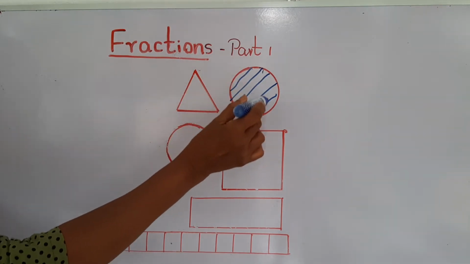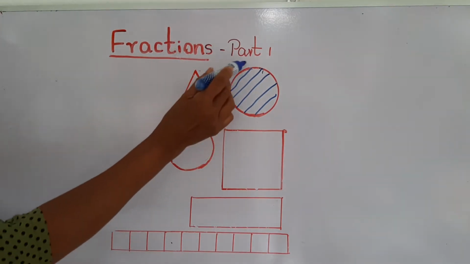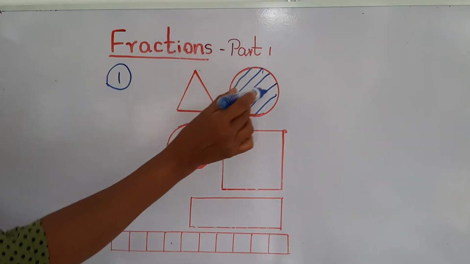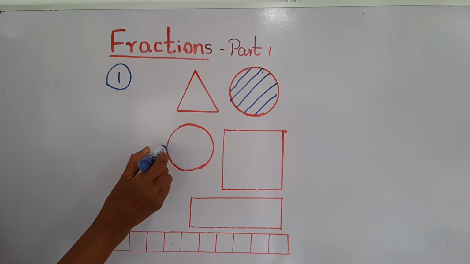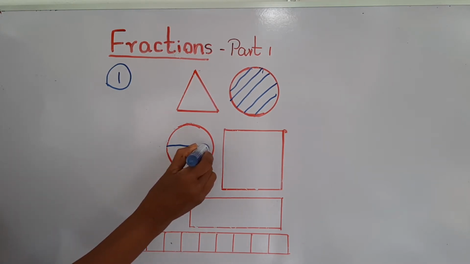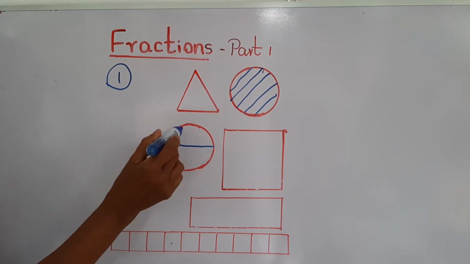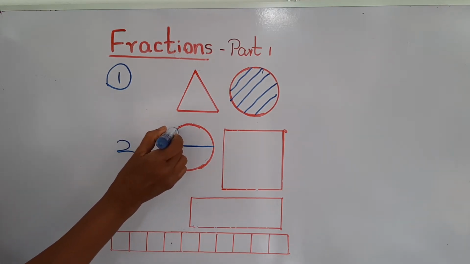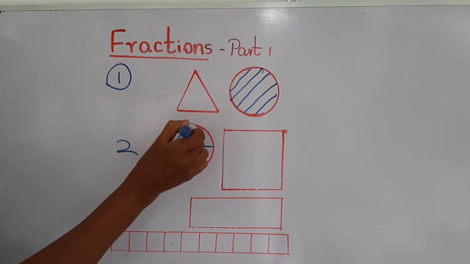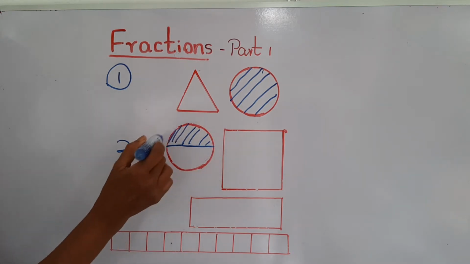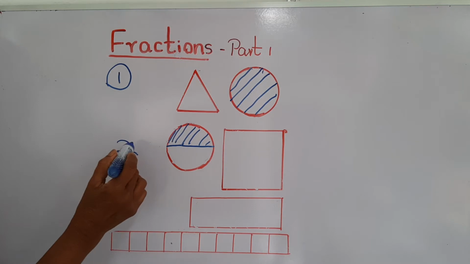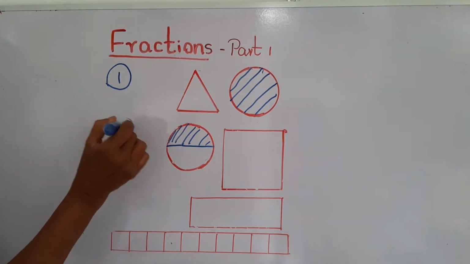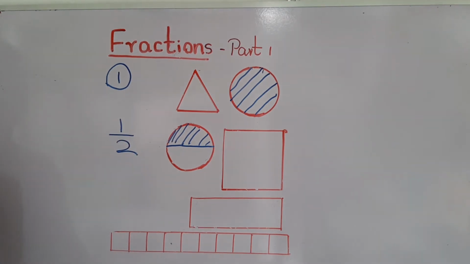I shaded the full circle. Then it's a full one. I colored the whole circle. Now what am I going to do here? I divided the circle into two parts and I colored one part. Out of two, what did I do? I divided the circle into two parts. Out of two, I shaded one part.